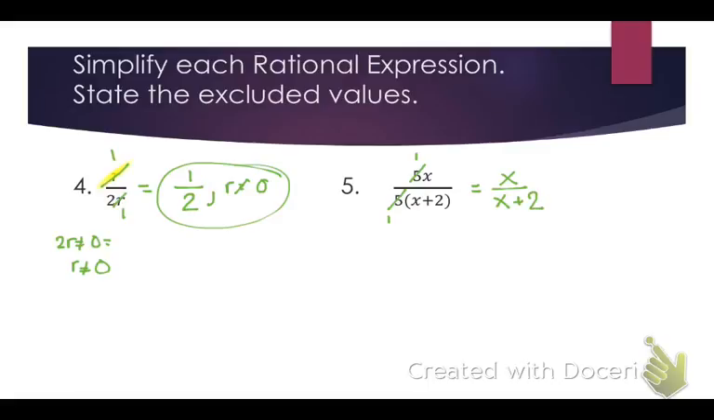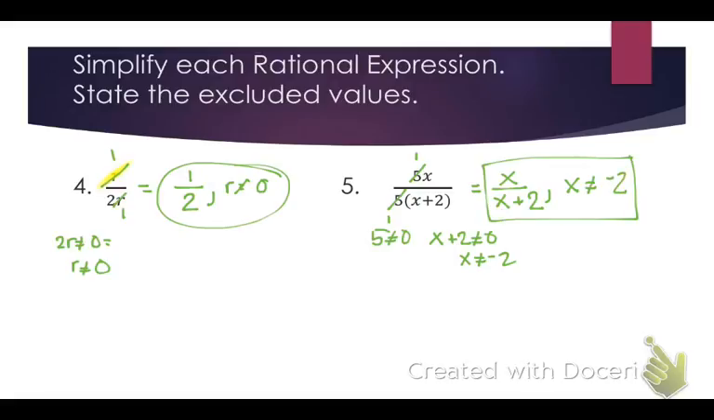Now, I look at just the bottom. Well, the first factor, 5, is never going to be 0, so that doesn't cause any issues. But where there's a variable, I have to be careful. So x plus 2 cannot be 0, I subtract 2, I get x cannot be negative 2. So my answer here is that it reduces to x over x plus 2 as long as x does not equal negative 2.